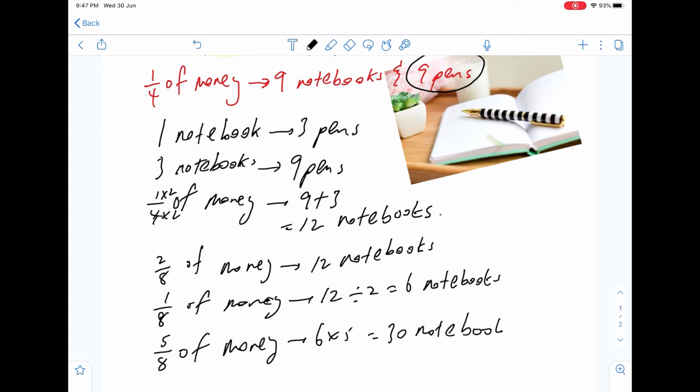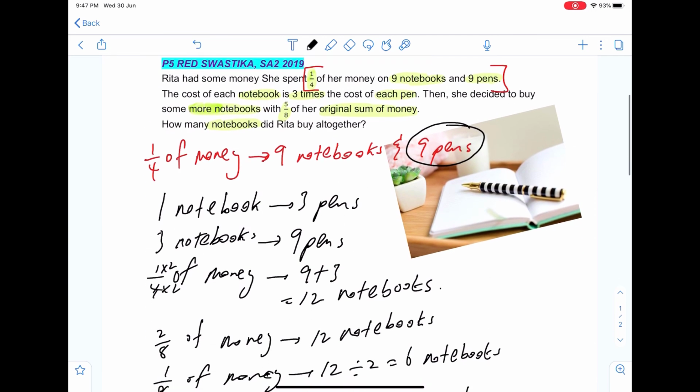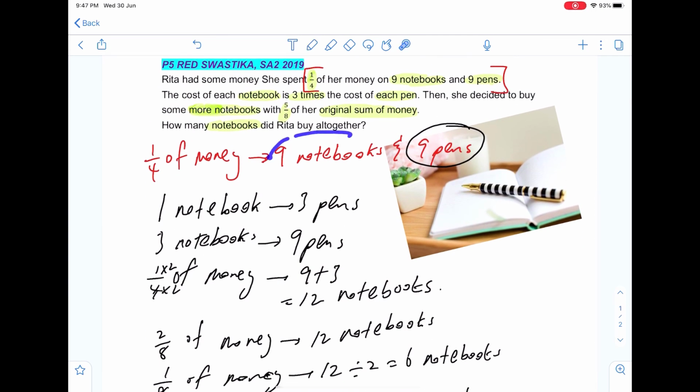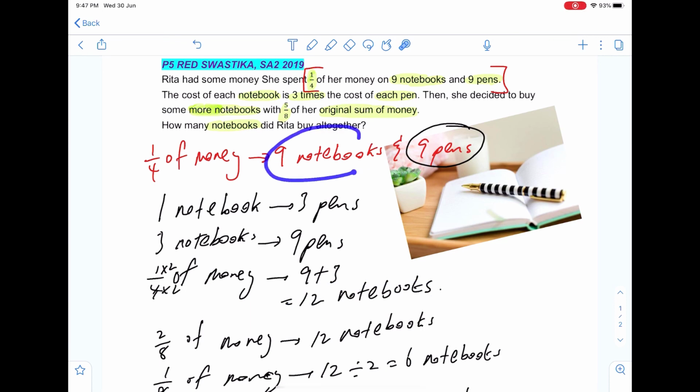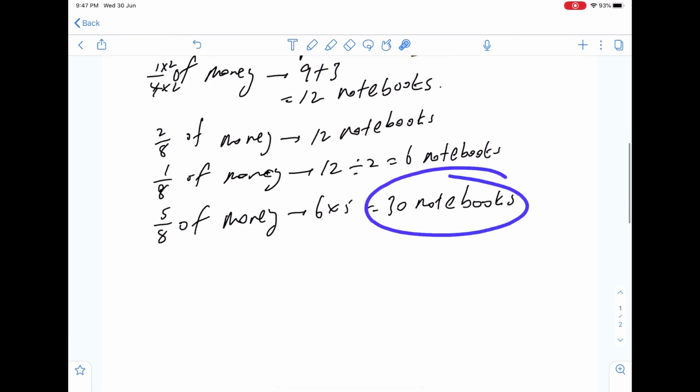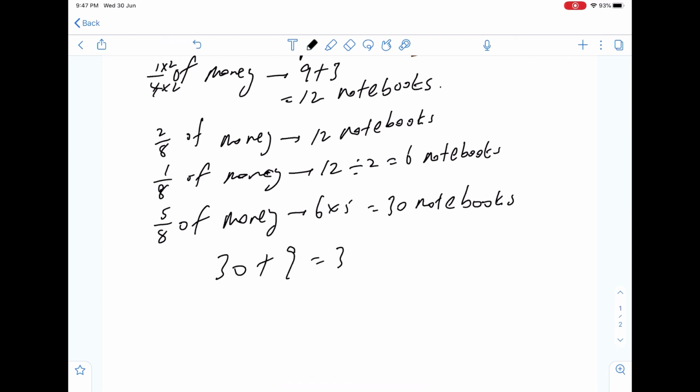So in total, friends, how many notebooks can she buy? She bought 9 here. She didn't buy 12, because 12 is just something we change so that we can solve the problem via a unitary method. So she bought 9 initially, plus another 30. So the answer for this question is 39 notebooks.